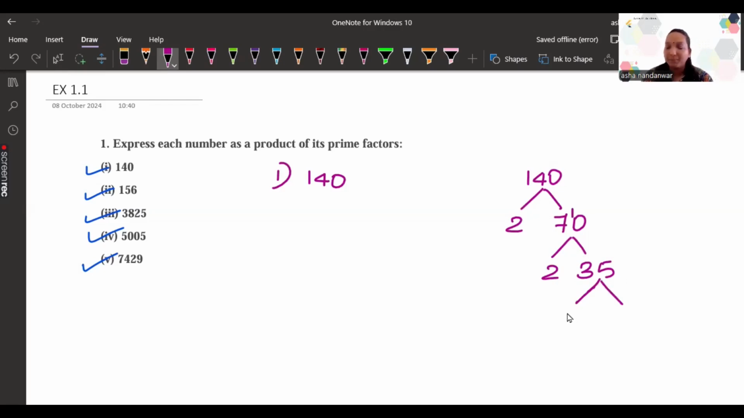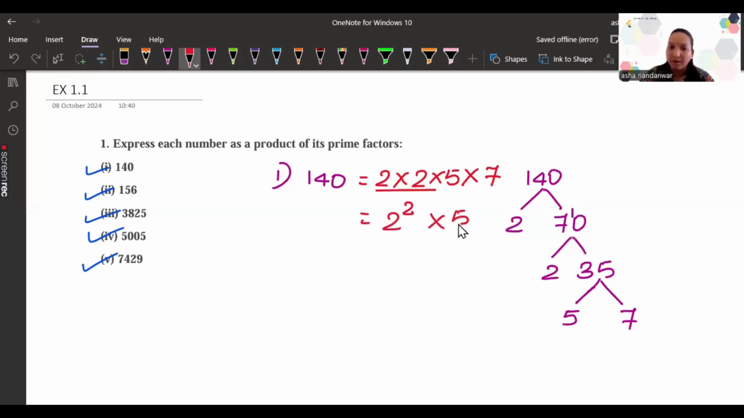So which is the next prime number? 3. Is it possible in 3? Definitely not. So the next prime number is 5. 5 sevens are 35. So the prime factorization of the number 140 is 2 into 2 into 5 into 7. So the prime factor 2 is to the power of 2 because we are multiplying it two times, times 5 times 7. So this is the solution for 140, the product of its prime factors.